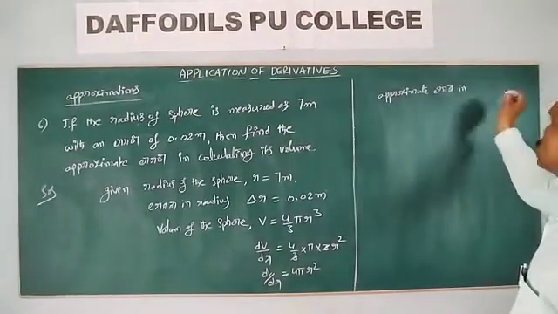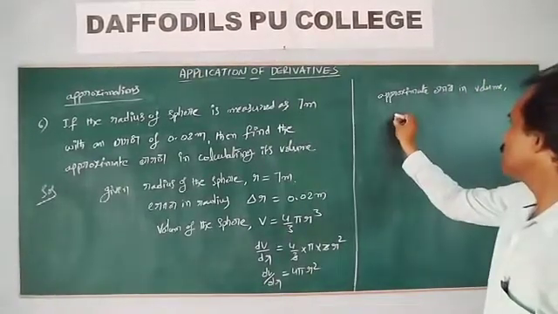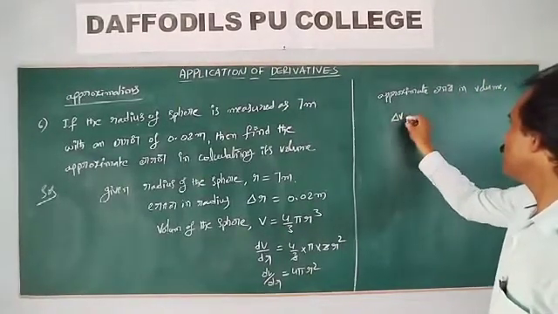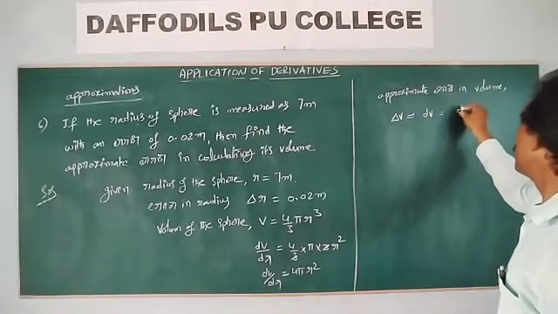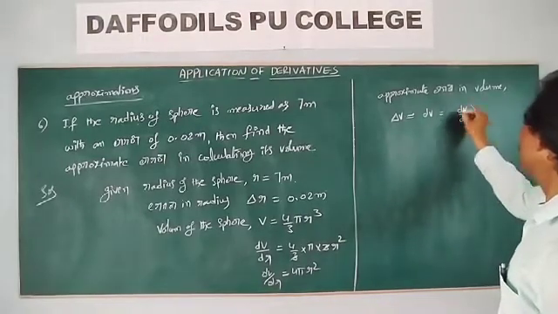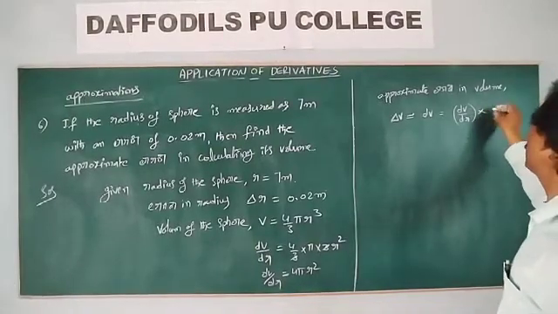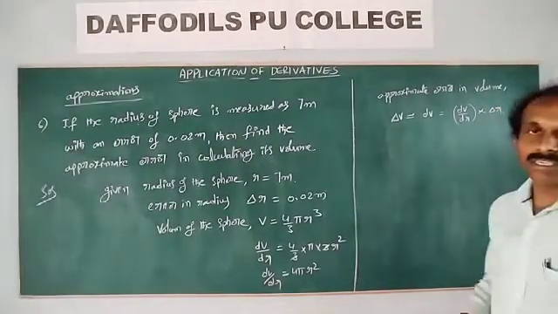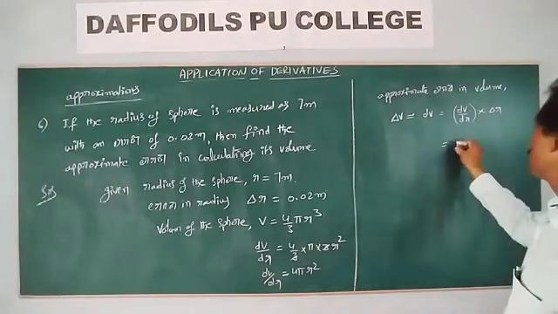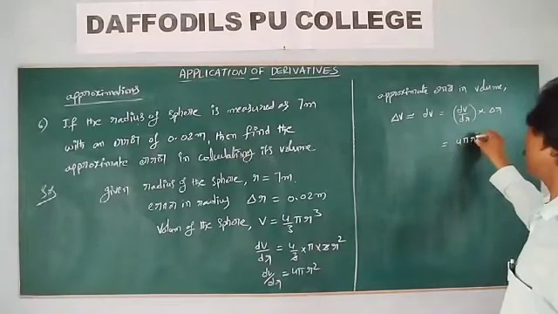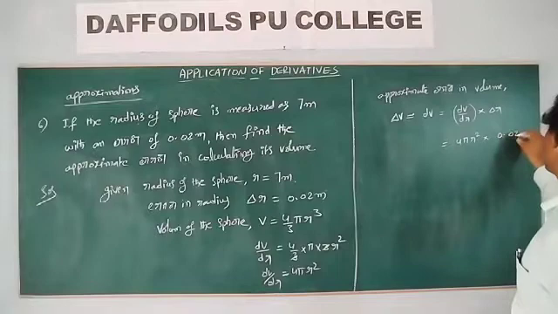Approximate error in volume means nothing but delta V, the approximate error. Therefore dV is equal to dV by dr, that is f dash r, into delta r. How much is dV by dr? 4 pi r square into delta r. Delta r is equal to 0.02.